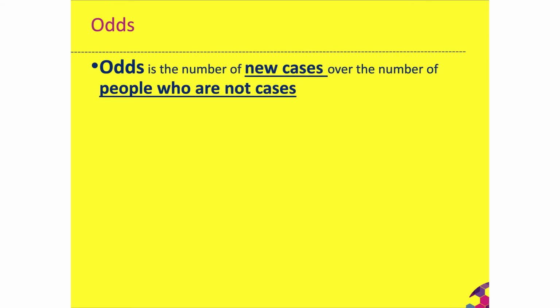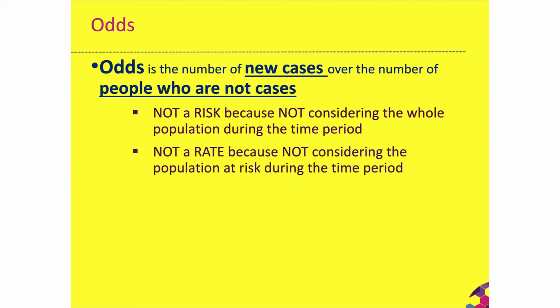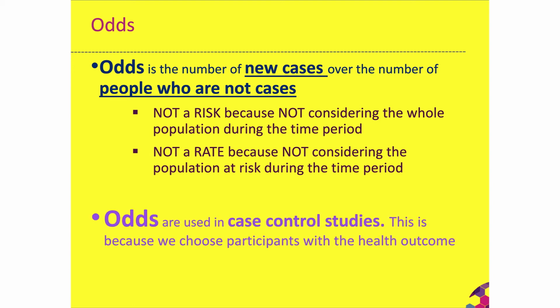Now let's move on to odds. Odds is the number of new cases over the number of people who are not cases. So it's not a risk because we're not considering the whole population during the time period. It's not a rate because we're not considering the population at risk again during the time period. So odds are used in case control studies.